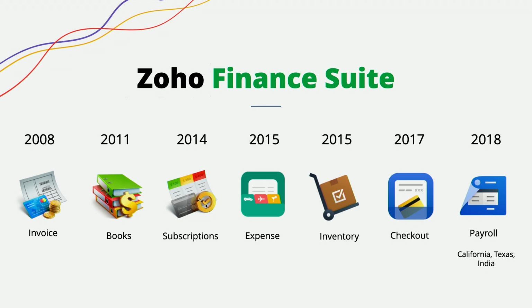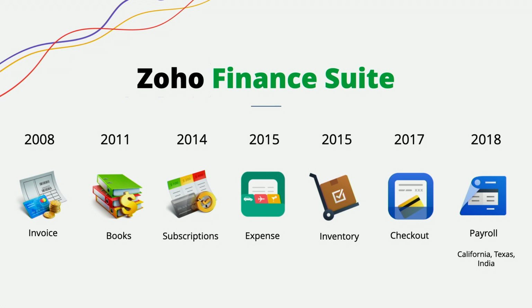Zoho Books, on the other hand, has all of the accounts receivable functionality put into it, but it also has a full accounts payable module. It has a chart of accounts. It has expense management. And what that allows you to do is actually calculate profitability for your business, which is pretty important. And Zoho Books is that tool.